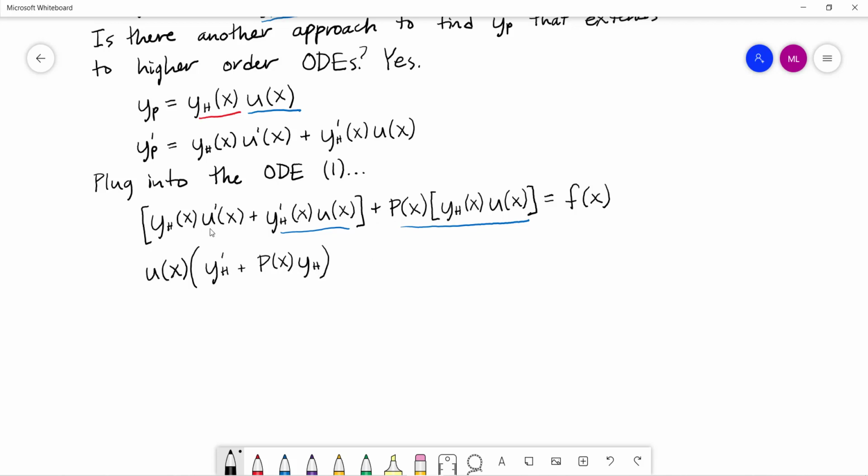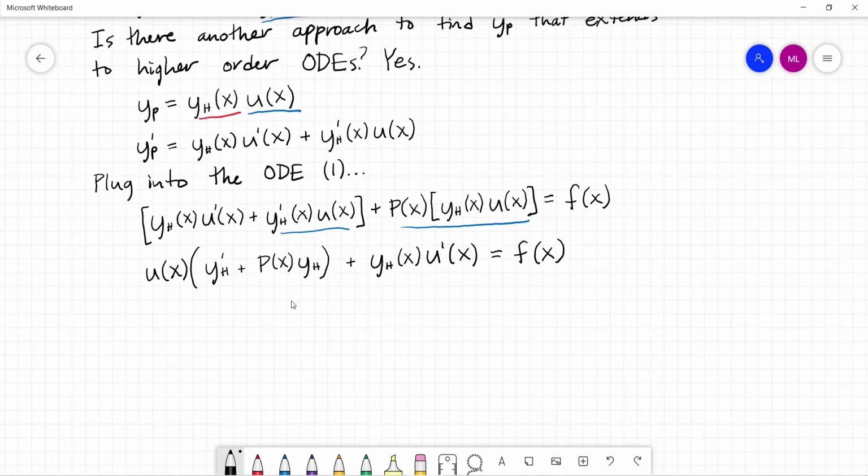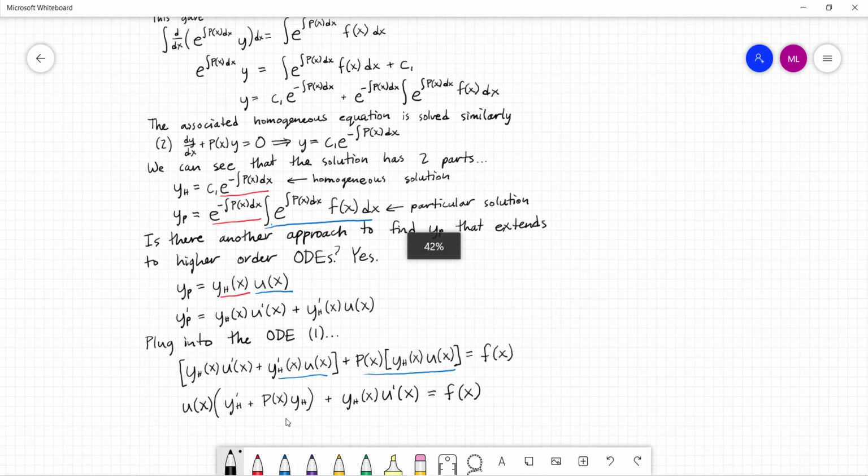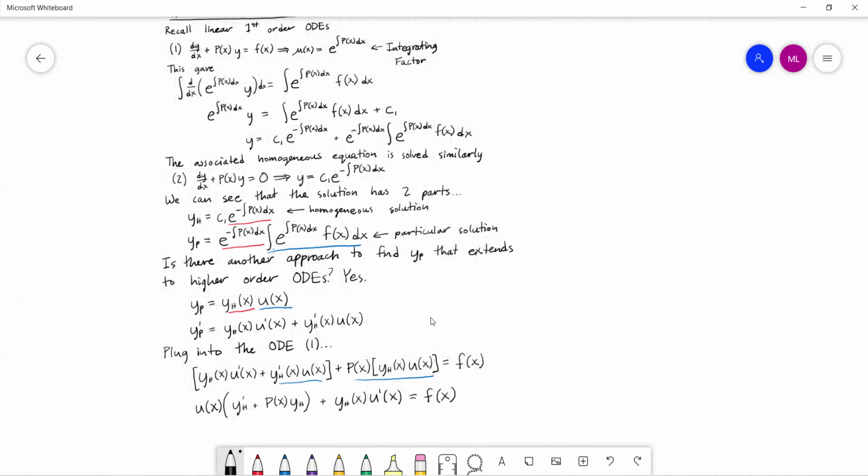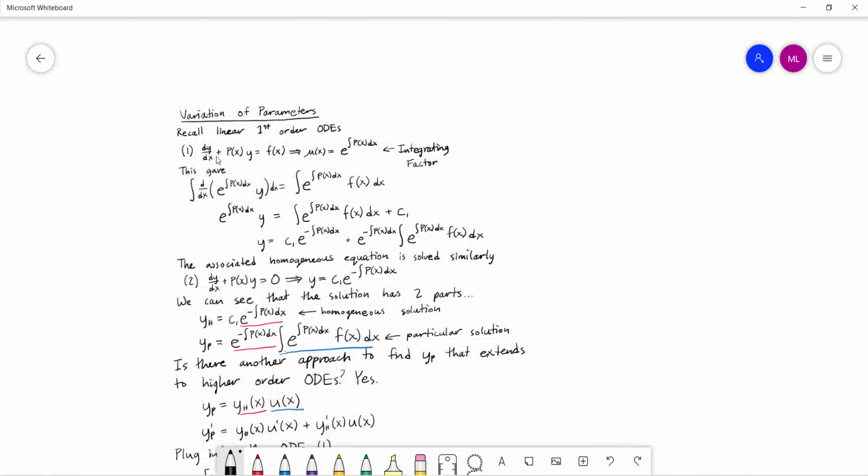And that means this is the odd man out. That's the term I haven't touched. So we have this plus y homogeneous times u prime of x, and this whole thing is supposed to be equal to f of x. So why was that helpful? Well, you'll notice over here I have y homogeneous prime plus p of x times y homogeneous. I have plugged the homogeneous solution into the left-hand side of the equation, which is the same as plugging into the left-hand side of this equation.